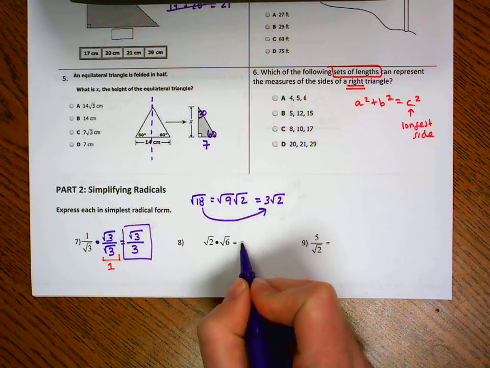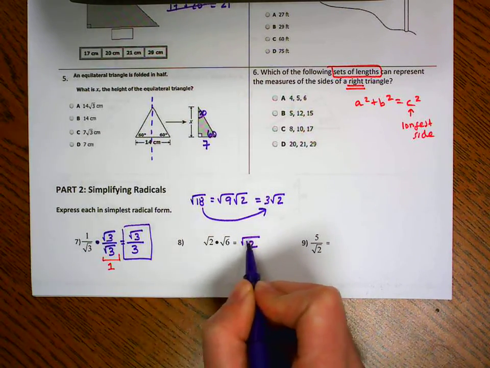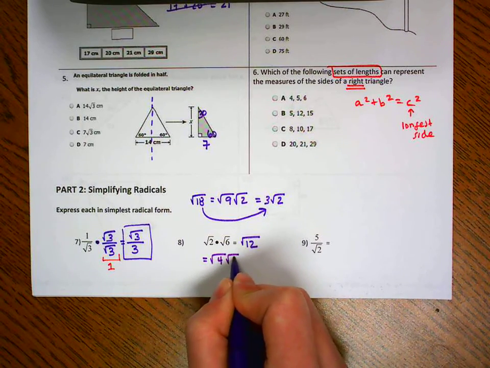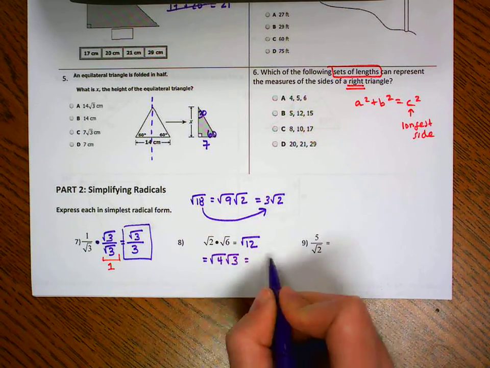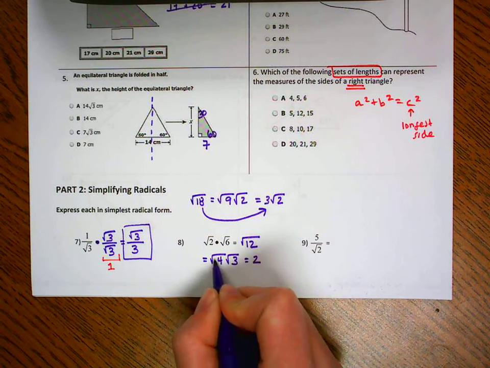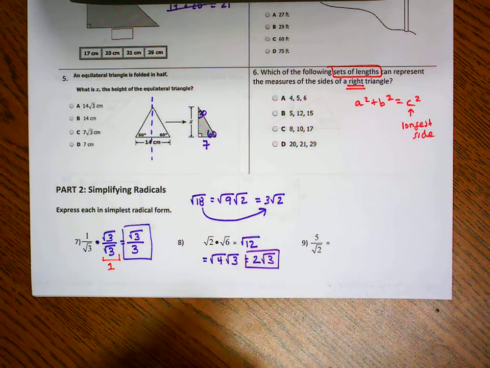Okay, we're multiplying these together. So 2 times 6 is 12. They're both under the radical, so it stays under the radical. But root 12 is the same as root 4 times root 3. Well, root 4 is a value of 2. Remember, we're looking for perfect squares, so 4 is a perfect square. Root 3. So we multiplied and then we simplified.